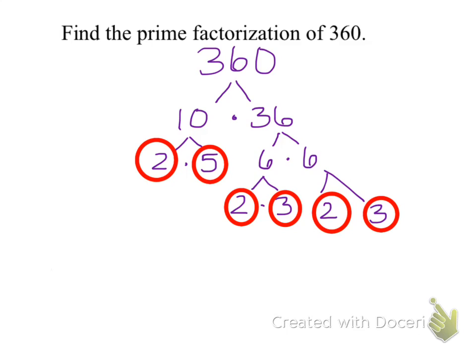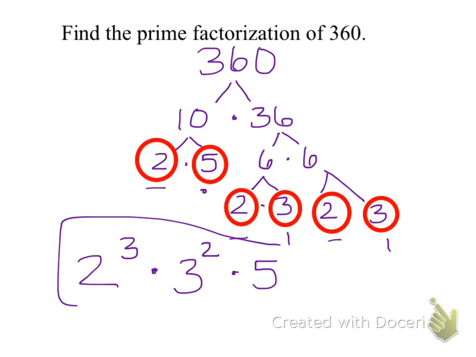So, final piece of this, you need to write it using exponents. So I'm going to count how many 2's I have here. 1, 2, 3. So you write 2 to the 3rd power, since there are 3 of them. Next we go to 3's. There's 1, 2 3's. So we write 3 to the 2nd power, and there's 1 5 right there. So my final answer should be written that way.